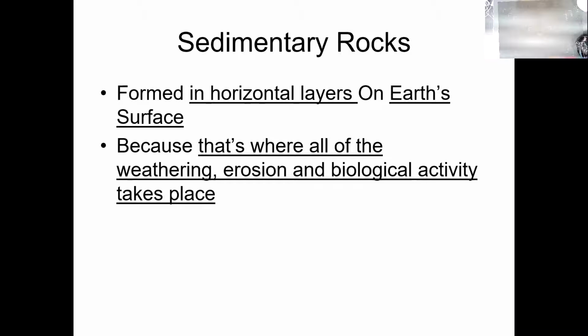Okay, so why does it happen on the surface? That's the next part. That's where all the weather and erosion and biological activity happen. Right, so we have to break the rocks into pieces. That can't happen unless you have the weathering and erosion to do it, and that happens on the surface. You can't have living things unless there are living things there, and the only place you'll find living things is on the surface of the Earth.